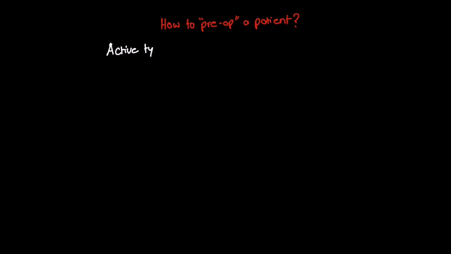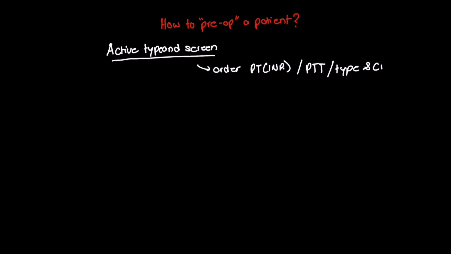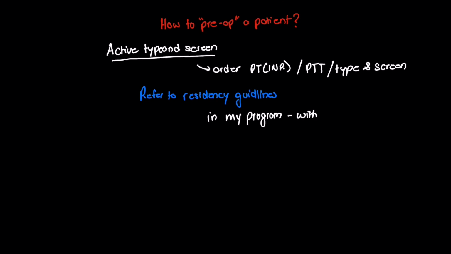Next, I make sure the patient has an active type and screen. If not present, order a type and screen, a PT-INR, and a PTT. There are studies that suggest that PT-INR and PTT may be unnecessary if a patient is not taking anticoagulation that blocks the intrinsic or extrinsic clotting pathway, or has some evidence of metabolic disorder affecting those levels. However, please refer to your residency guidelines and what they want you to order. In my program, they would like every patient to have a PT-INR and PTT and type and screen within 3 days of surgery.